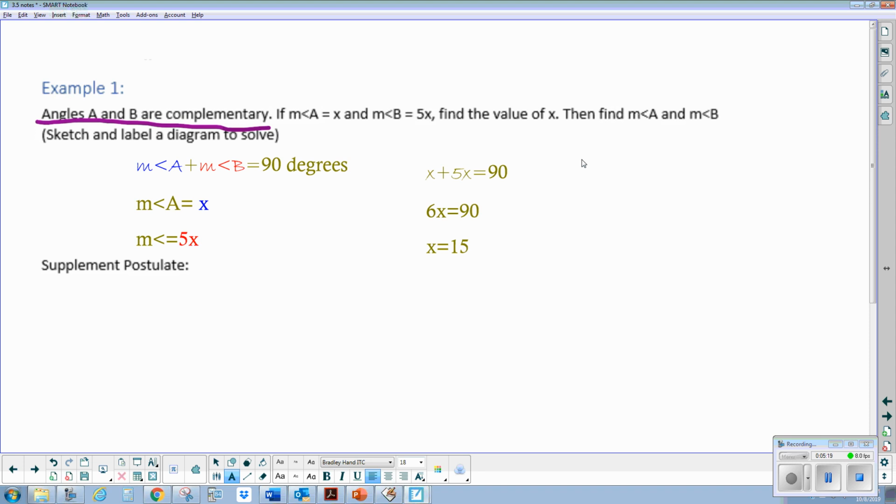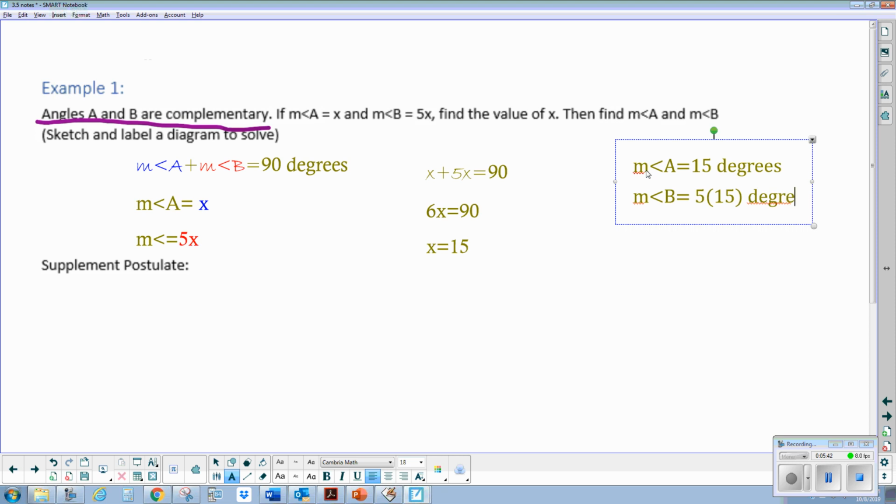Here I'm just solving for x, so there are no units, but when I say the measure of the angle, the measure of angle A is equal to 15 degrees. And the measure of angle B is equal to 5 times 15 degrees, which is 75 degrees. We'll just put our degree symbol in.